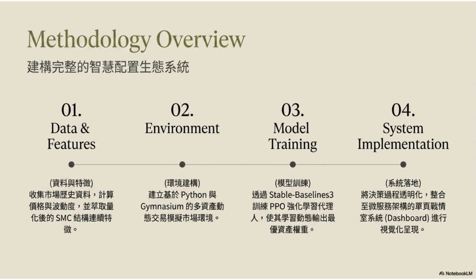First, historical market data is collected from multiple assets, including price, return, and volatility information. Then, SMC structural features are extracted from the price series. These include FVG distance, order block touch status, and BOS or CHOCH direction. After that, the features are integrated into the reinforcement learning state space. The PPO model then observes the state and outputs portfolio allocation weights.